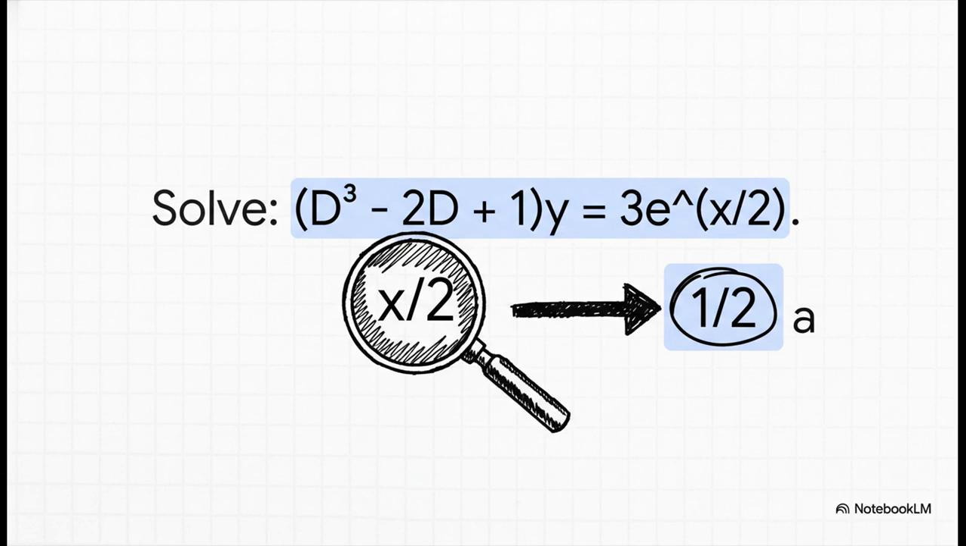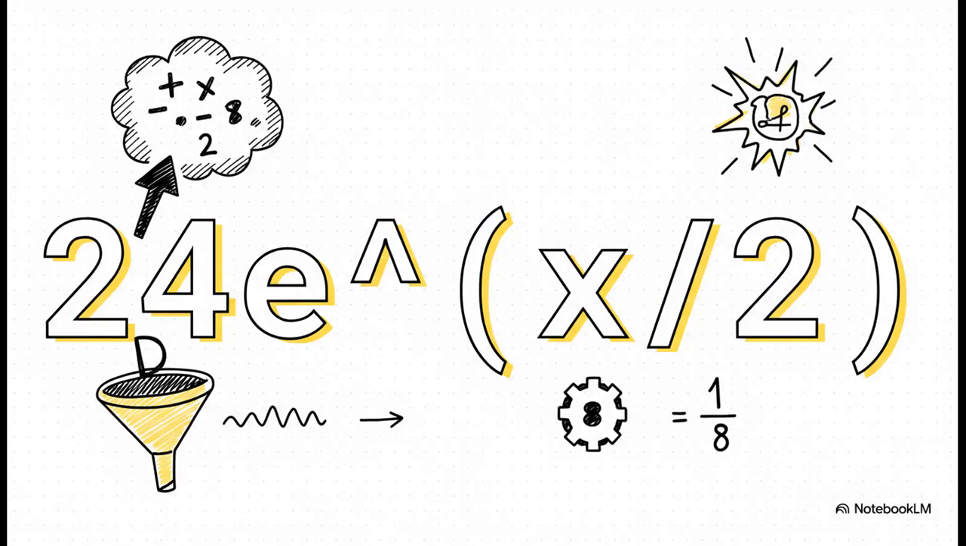So here, the function on the right side is 3 times e to the power of x over 2. That means our constant, our a, is just 1/2. Simple enough. And boom, look at that result. So we take our a of 1/2 and we plug it into the operator on the left. D cubed becomes 1/2 cubed, that's 1/8.